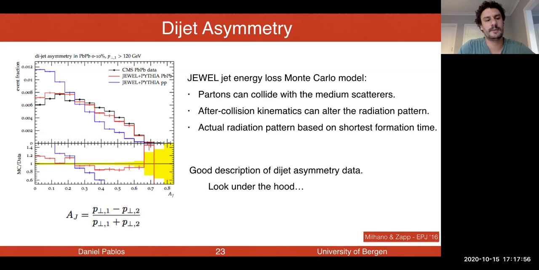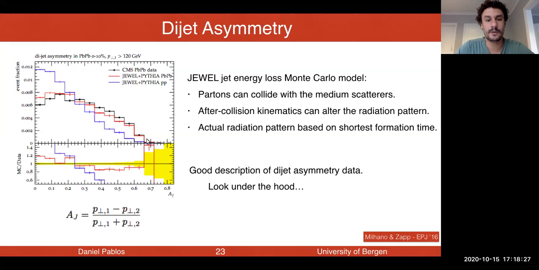So this is a very well studied model, and as you can see, it describes dijet asymmetry pretty well, based on this quantity, A_J. It's the difference in the pTs of the two jets. So an A_J of 0 means no asymmetry at all. Here in blue is the pp result. As I told you, there's a lot of asymmetry also. But once you go to lead-lead, this asymmetry is greatly increased, and JEWEL correctly describes it.